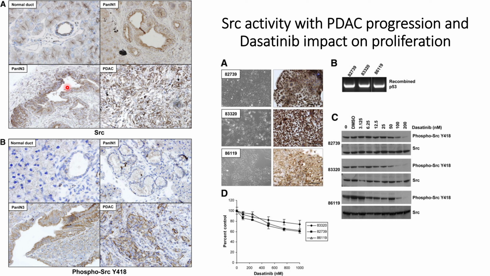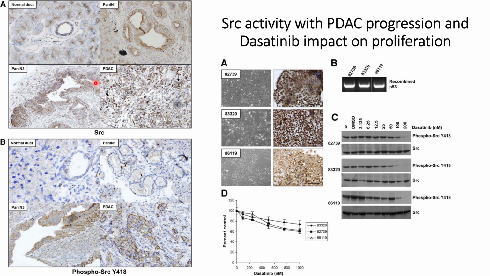Here, they checked SRC. They used pancreatic cancer cells to infect the mice, and thereafter they checked the pancreas at different stages: at the first stage, PanIN1, at the PanIN3 stage, and when it acquires the PDAC stage. They stained these tissues with SRC and the activated SRC, that is phospho-SRC Y148.